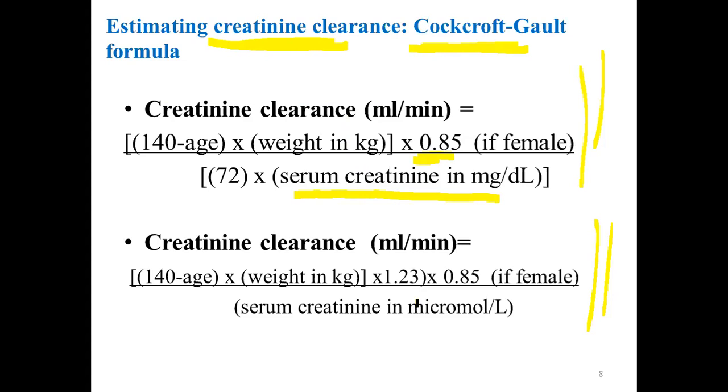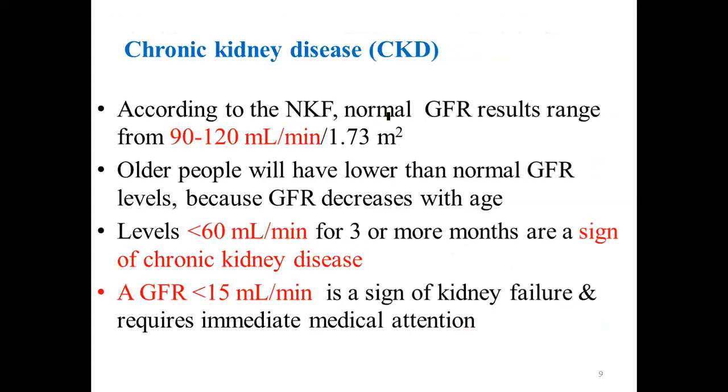But if the serum creatinine is in micromole per liter, especially in our setting, we are going to use 140 minus age times weight in kg times 1.23 times 0.85. So the only difference is the 1.23 multiplication factor here and 72 at the bottom. Okay, those are the only differences. So this is the most commonly used formula in our setting to estimate the creatinine clearance of the patient.